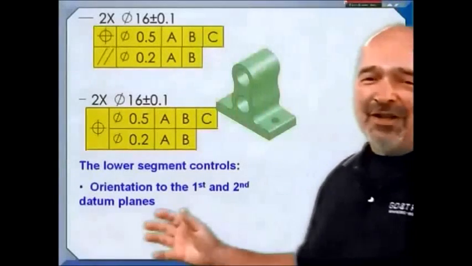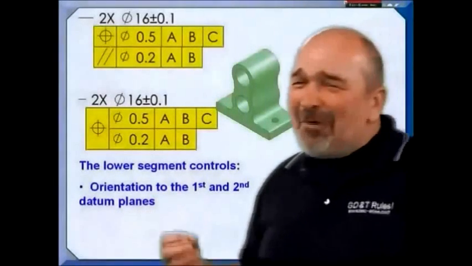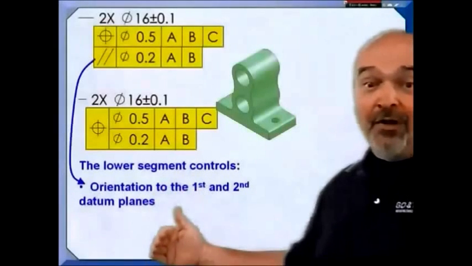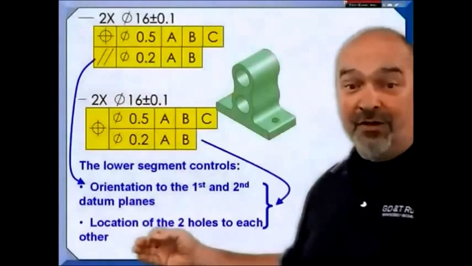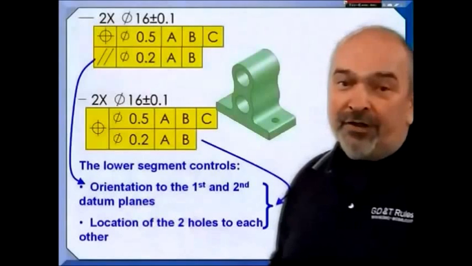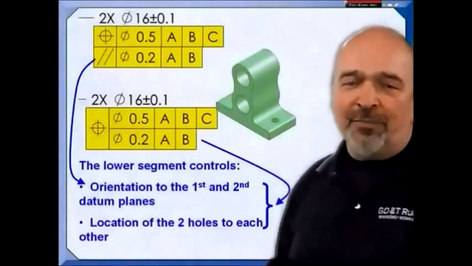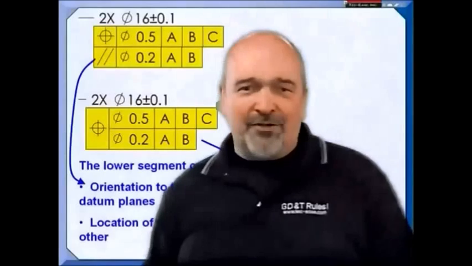So, orientation tolerances do not locate. What part of orientation don't you understand? The lower segment of the composite position tolerance, though, not only orients the pattern, but it also controls the features for location within the pattern. That's a rule of composite tolerancing.